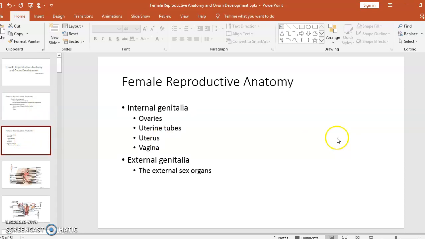The internal genitalia of the female are the ovaries, the uterine tubes, the uterus and the vagina, and then the external genitalia, which would be the vulva. We will talk about that later.